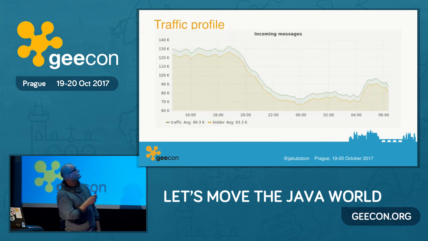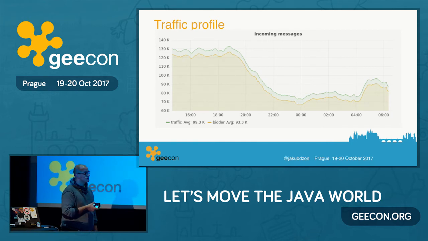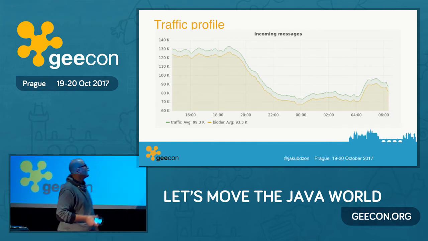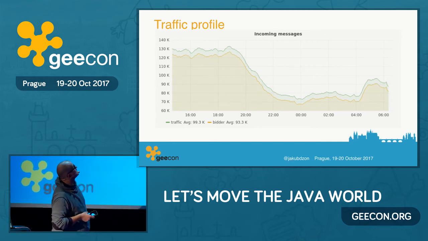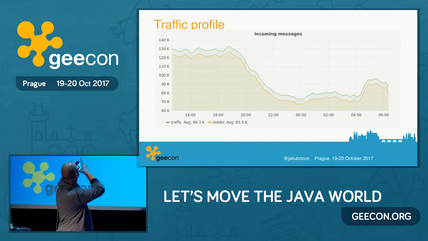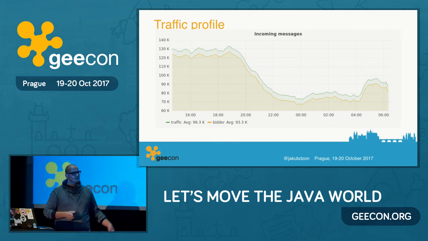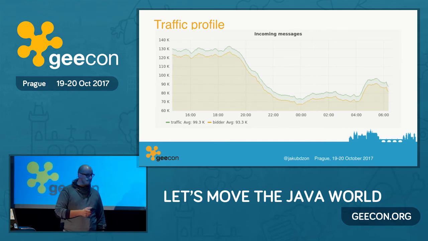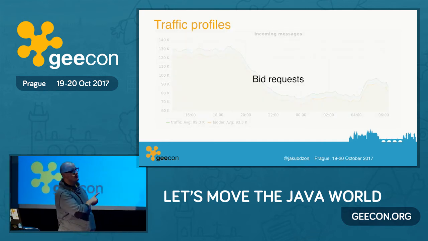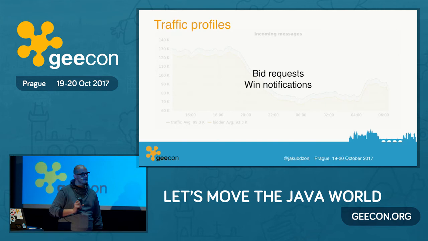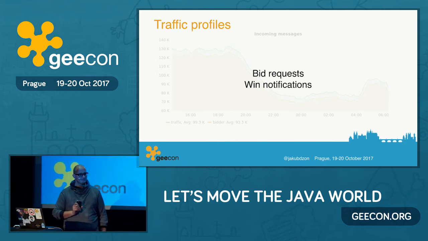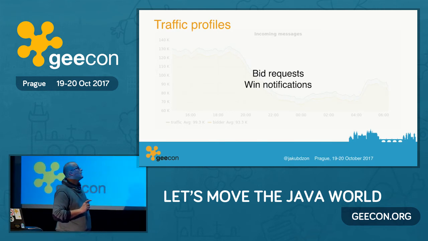And moving on to the image that I've shown you before, the traffic profile of our system. From a week or two ago, we've been having 130,000 transactions per second incoming to our system. But these were only bid requests. And we also receive win notifications, which are very different in traffic profile.